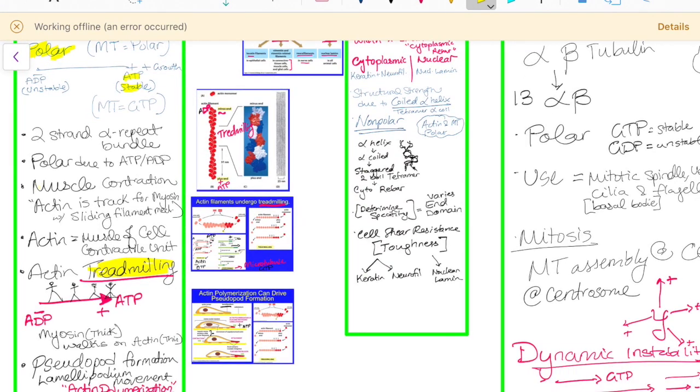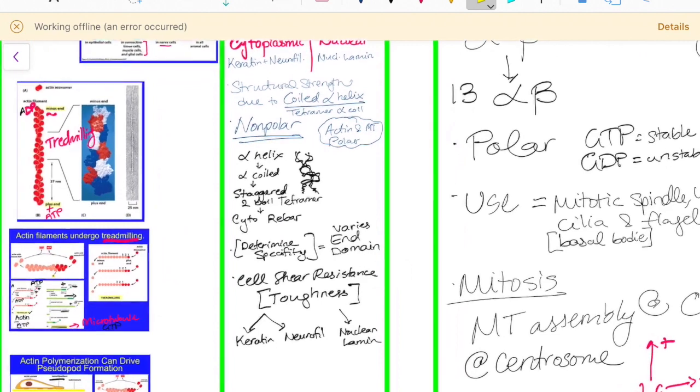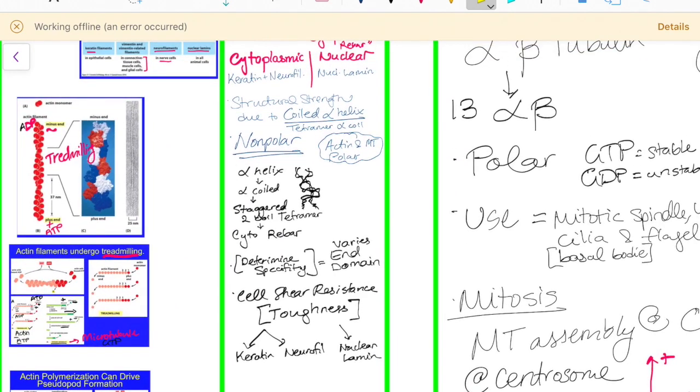Once again, this is the muscle contraction. Actin is a track for myosin, how myosin is able to use the sliding filament mechanism, so it's able to move at the ATP end. Whereas intermediate filament is mostly for structural rebar or structural strength to our keratin, neurofilaments, and nuclear lamin.